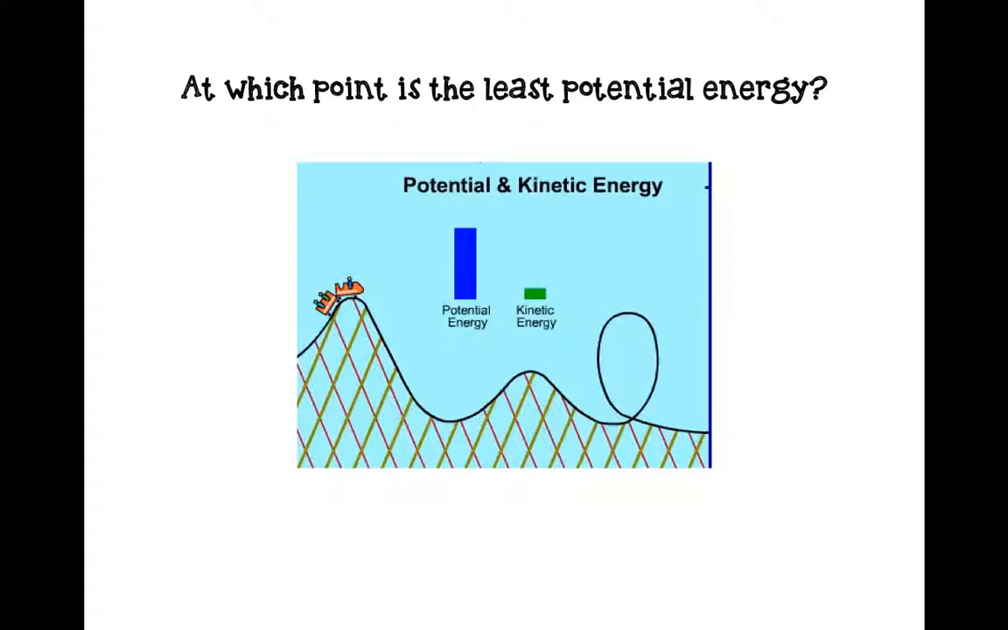Last, I want you to find where there would be the least potential energy. Is it location 1, location 2, or location 3? If you said location 2 had the least potential energy, then you're correct. At this location, the roller coaster was moving at a really fast velocity, really fast speed. Therefore, it's not storing the energy, the energy is moving. So it only makes sense for it to have the least potential energy.